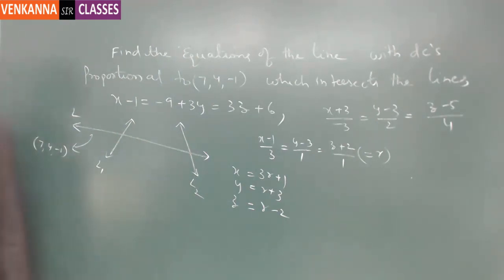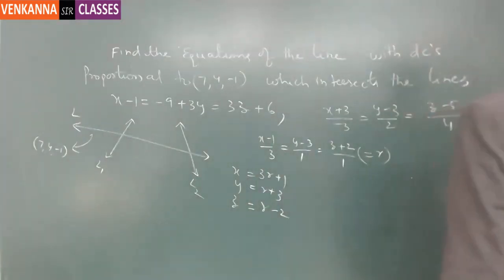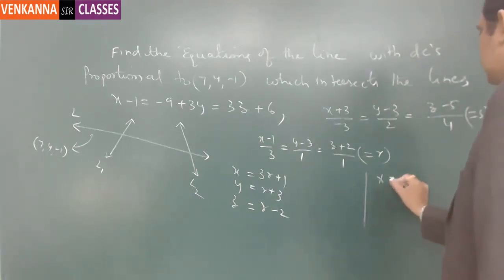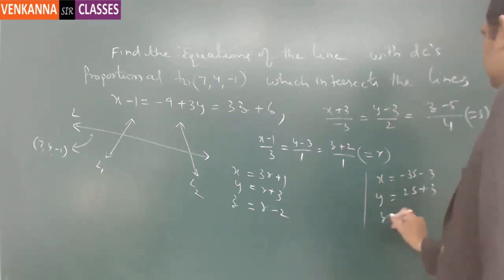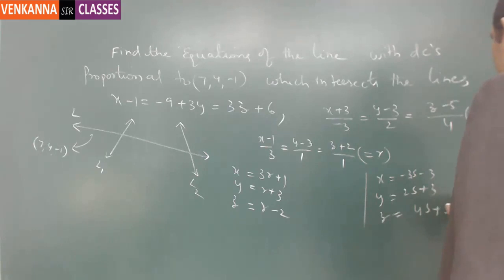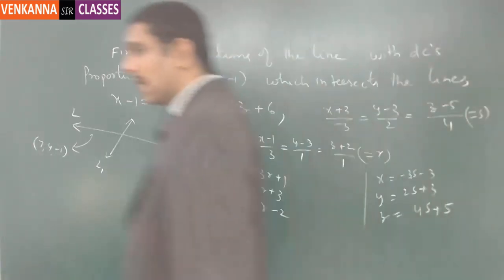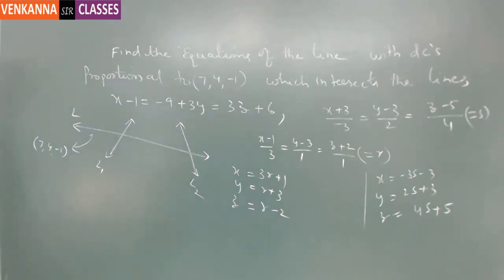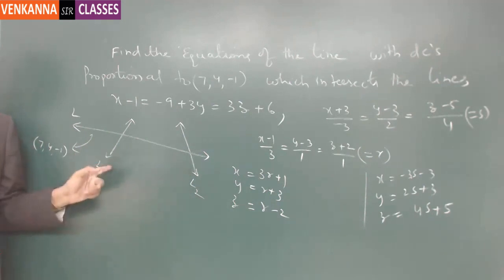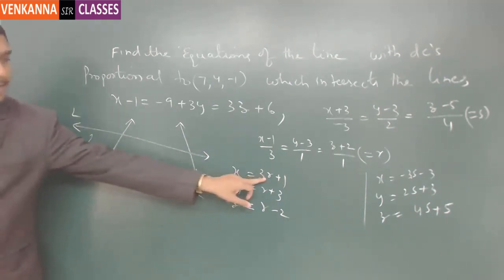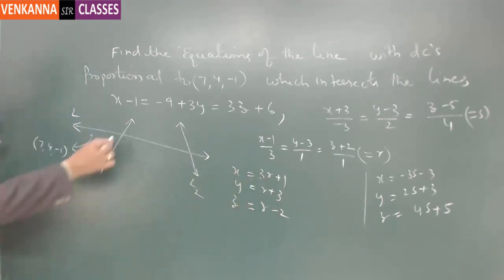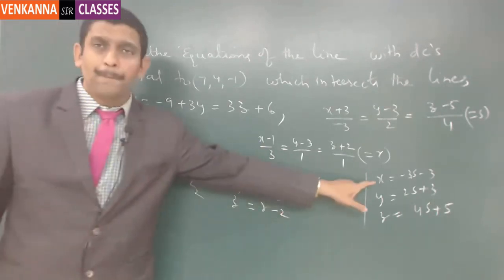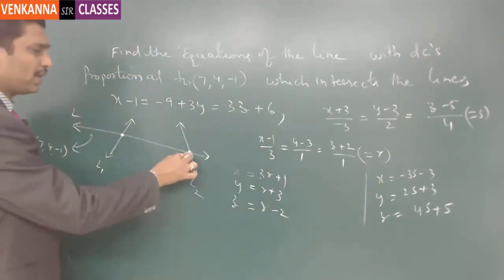Similarly, for the second line, let us write the parametric form. So you have x is equal to minus 3s minus 3, y is equal to 2s plus 3, z is equal to 4s plus 5. Why have I considered the parametric form? Because the required line is intersecting the two lines. So for a particular value of r, you get a point of intersection here, and for a particular value of s, you will get the point of intersection here.